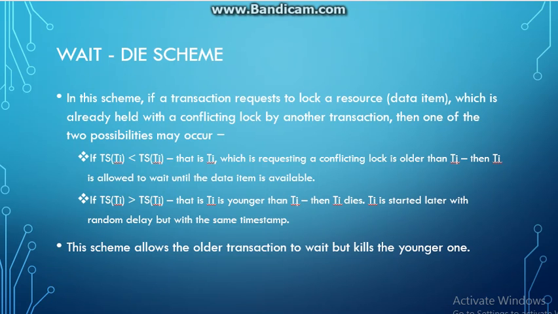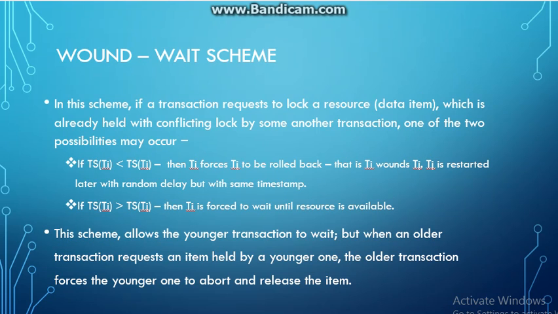The other scheme is the wound-wait scheme. In this scheme, if a transaction requests to lock a resource which is already held with a conflicting lock by some other transaction, one of two possibilities may occur. If the transaction which is requesting is the older one, then it forces the other transaction which is holding that data item to roll back. And if it is the younger one, then it is forced to wait until the resource is available.